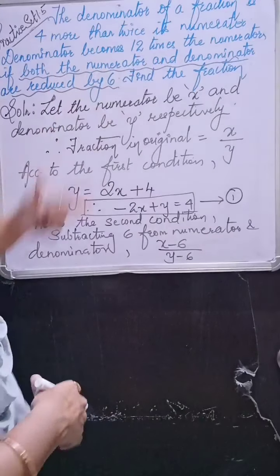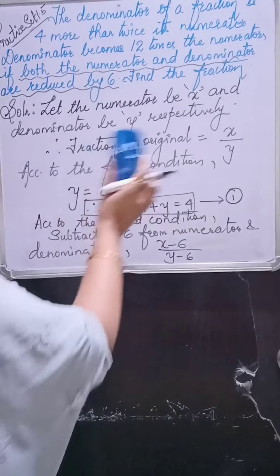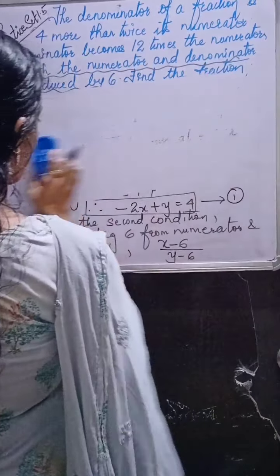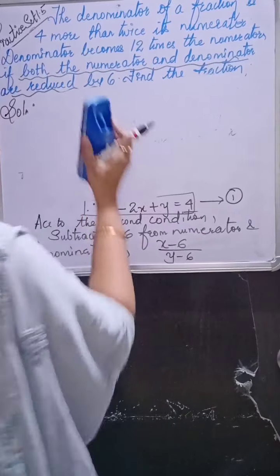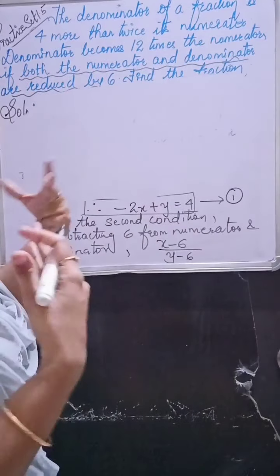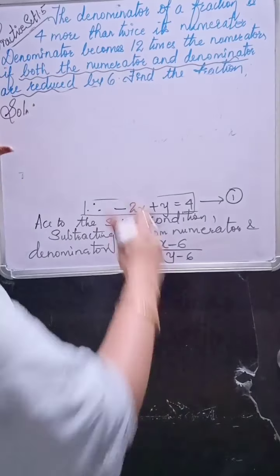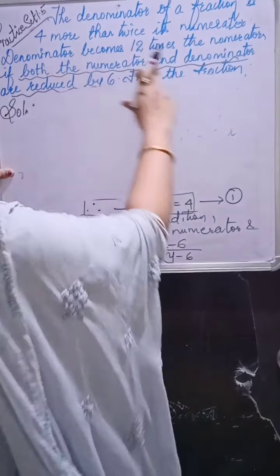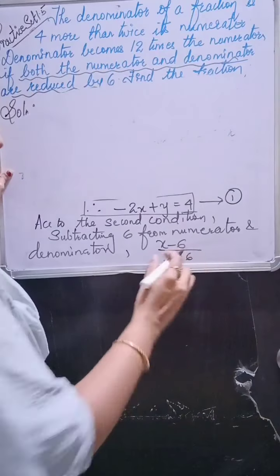Now apply the condition. So this part I'll just erase. We got our first equation. I'll keep the first equation. After this, what we have done? When you subtract 6 from numerator and denominator, denominator becomes, so what is the new denominator?